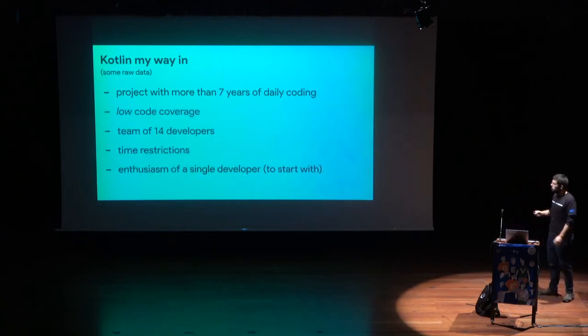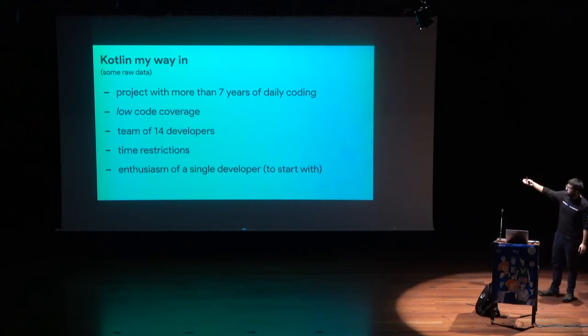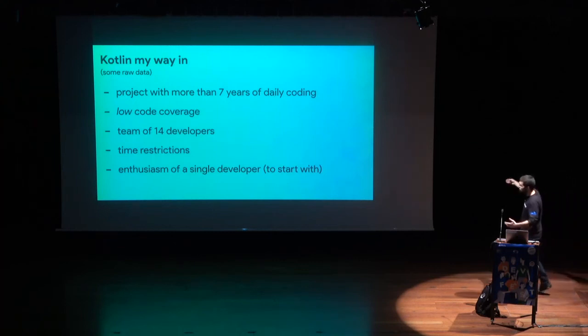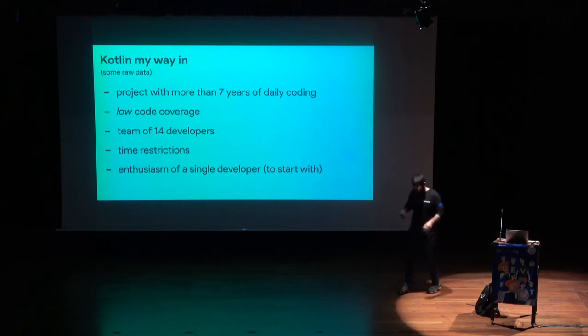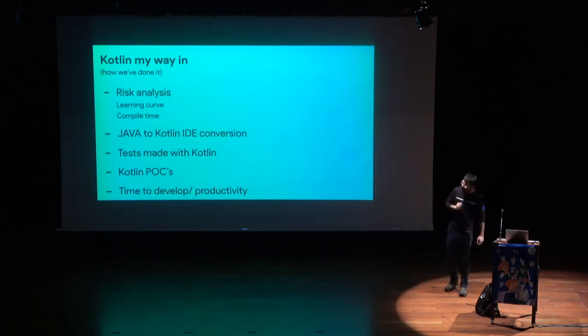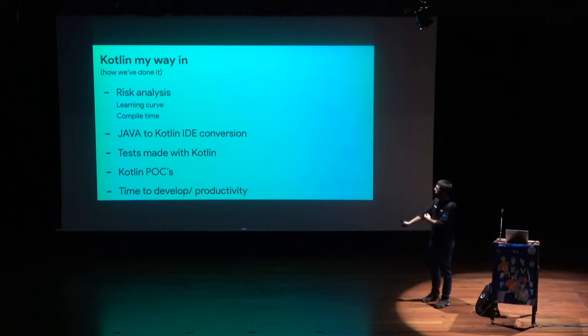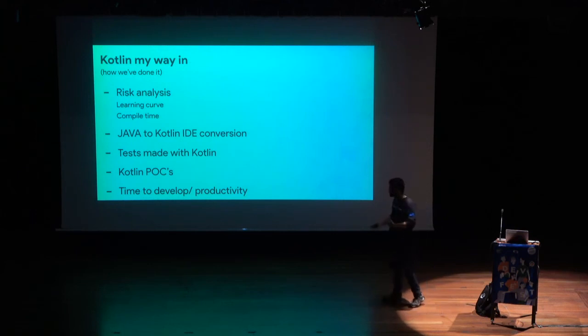So what we decided, some more stats: we don't have that much code coverage. There are 14 developers. There are always time restrictions, and the only person that really wanted to go forward with Kotlin was me. And we are 14, so I had a really difficult task here. But what I did was, first, I tried to understand the risk, what that meant. I made a lot of tests, trying to see, when we made the switch to Kotlin, how the compile time would change, and how the performance would be.